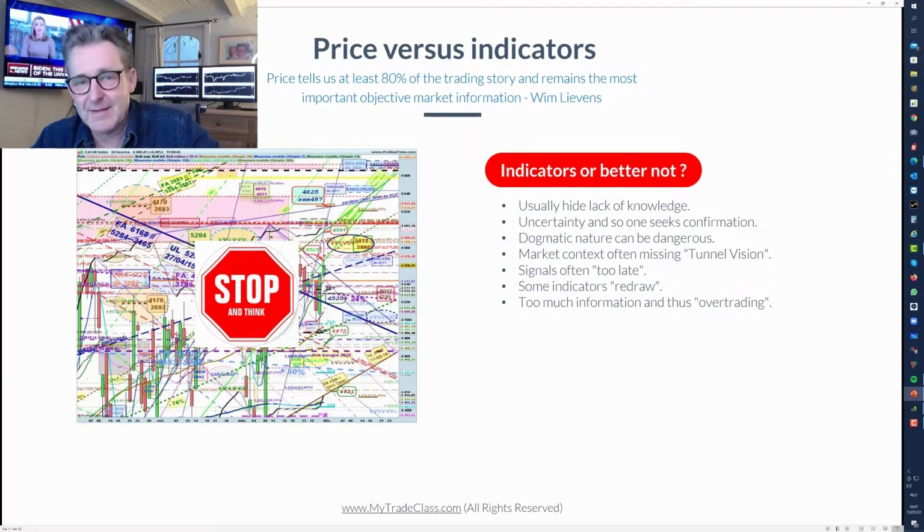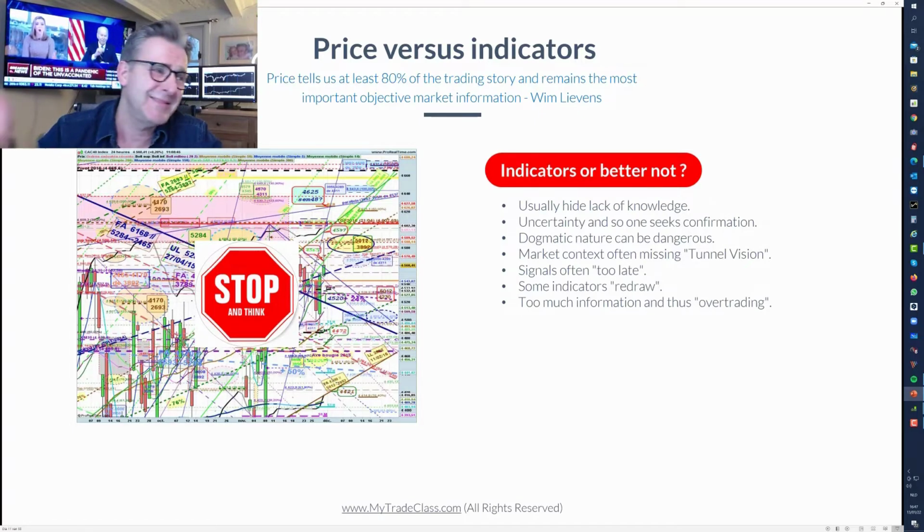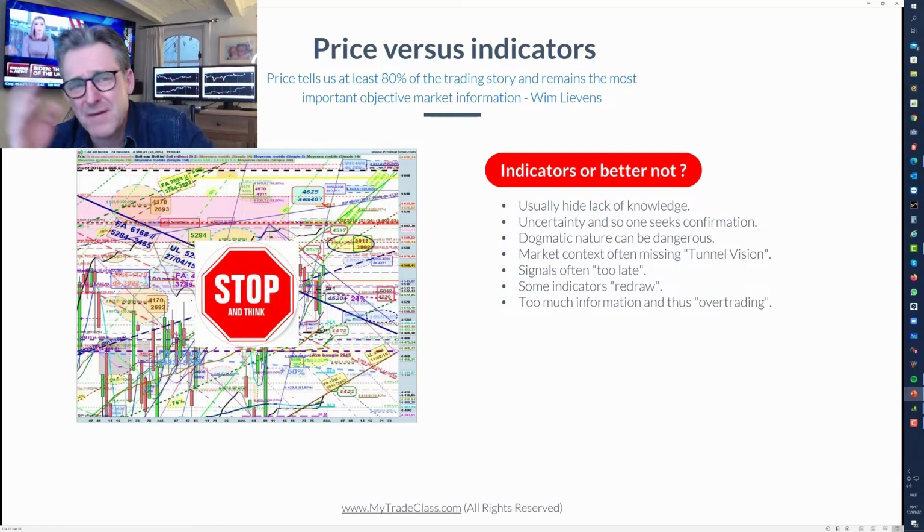And again, I didn't invent this. Very well-known traders and analysts from all parts of the world have written about this for decades. It goes back a very, very long time ago. But this is the stuff you should know. And if you don't know this, you're uncertain and you go on the look for indicators. And that's where, to some extent, problems begin.